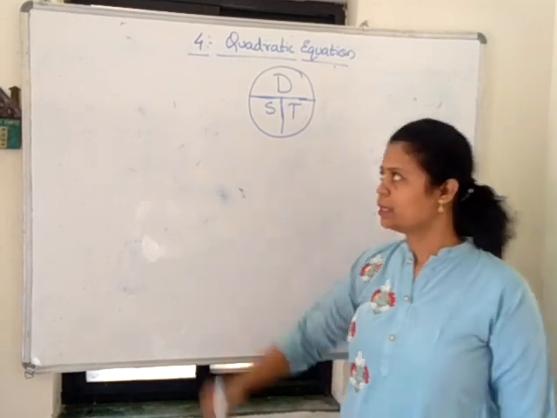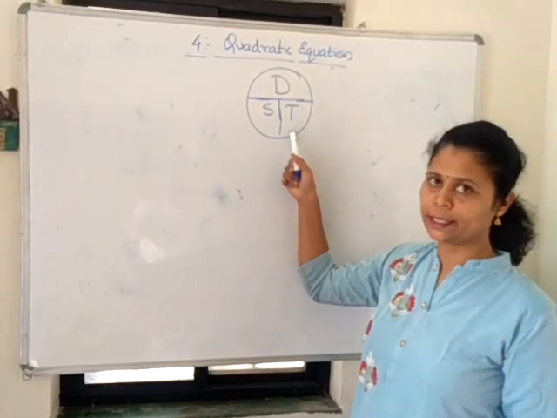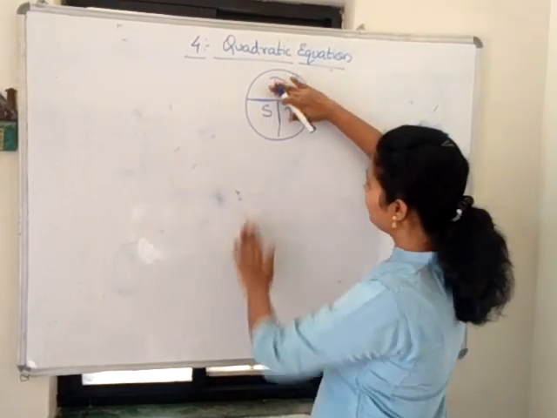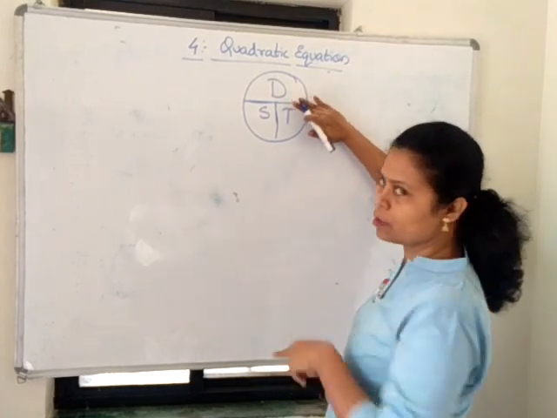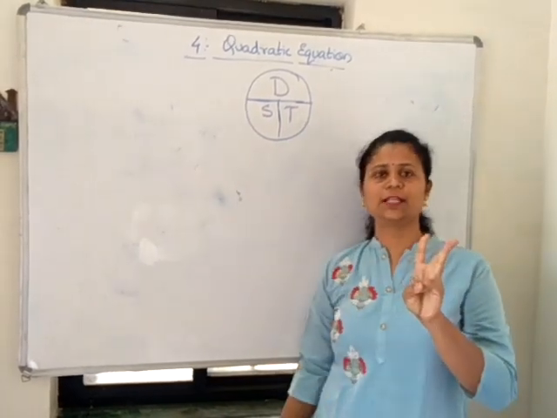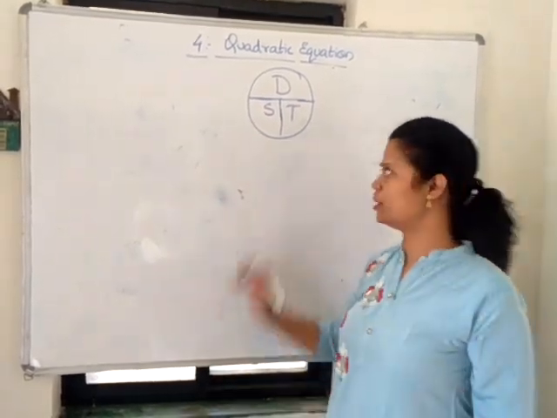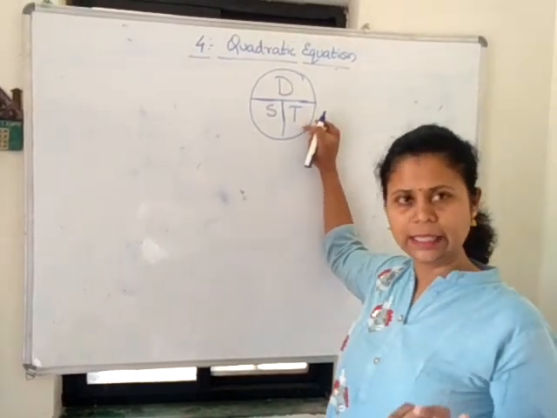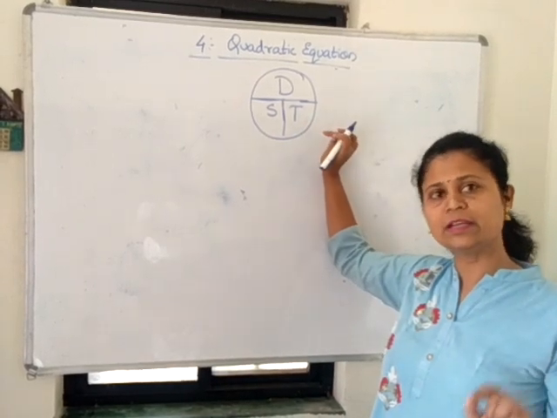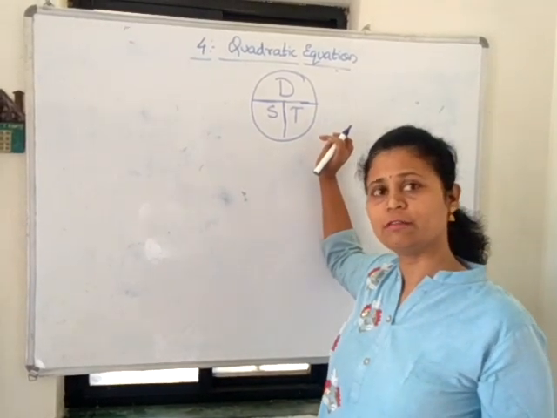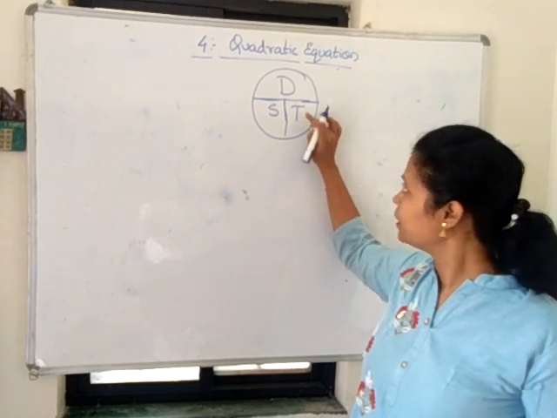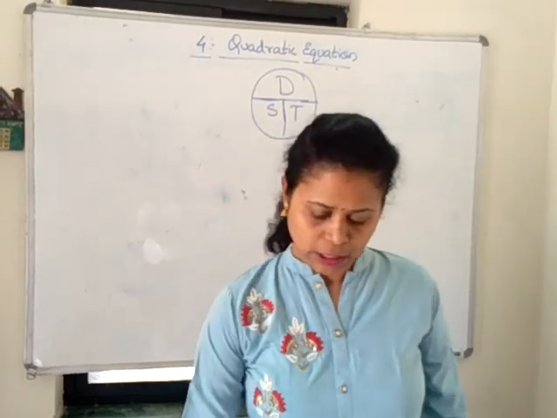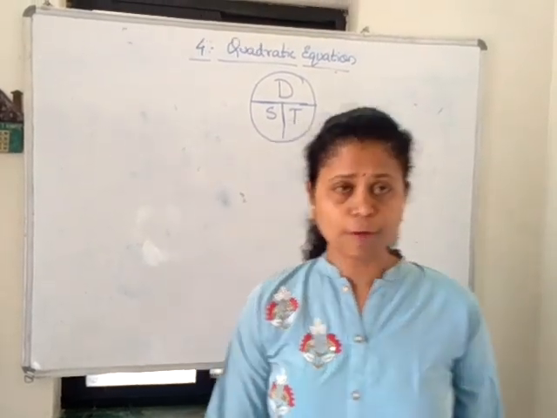It is the DST circle. See, distance is equal to speed into time. Speed is equal to distance upon time, and time is equal to distance upon speed. So three formulas we have learned through this circle. It's called the DST circle. Now generally distance, time, speed, all these equations are written in the form of time. What is time? Let us see. Distance upon speed.